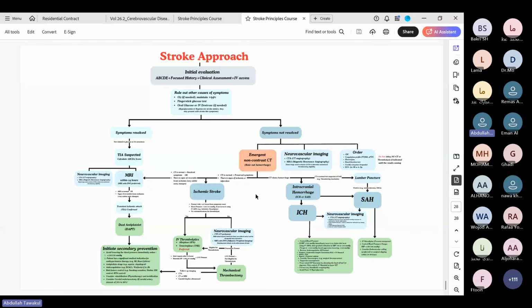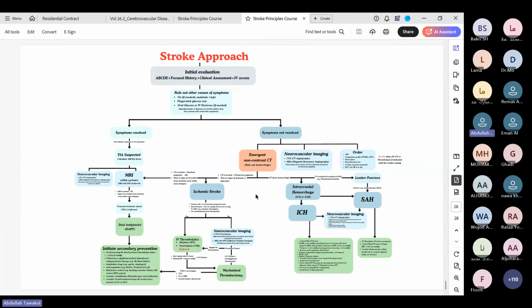Contraindication of thrombolysis. What's the way to differentiate? Of course, there's a list of absolute versus relative contraindications. A relative contraindication is, for example, someone who had a GI bleed. GI bleeding is not an absolute contraindication because you can transfuse blood and give TPA.